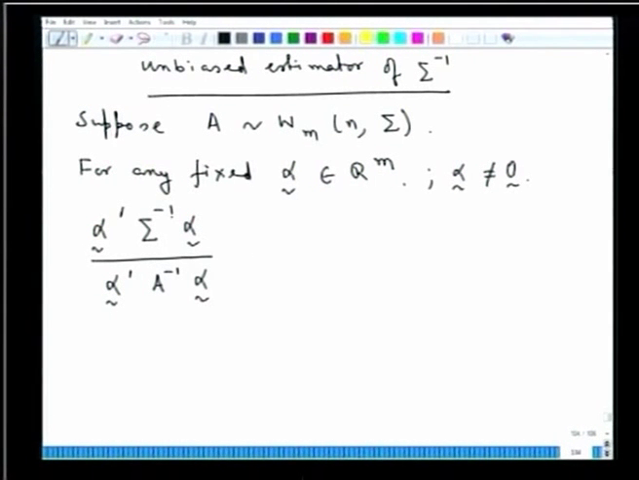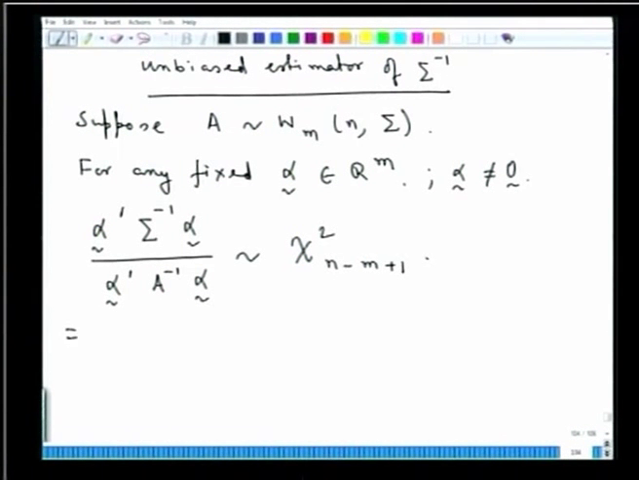What is going to be the distribution of this? By the previous result that we have proved, if we take alpha to be equal to y, with y degenerate at a particular point alpha not equal to 0, ensuring that this is not equal to 0, this will have a central chi-square on n minus m plus 1 degrees of freedom. That is by the previous result, satisfying the conditions of the previous result.